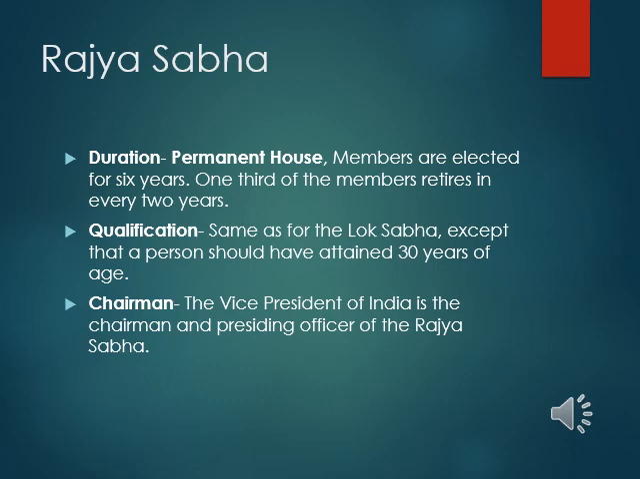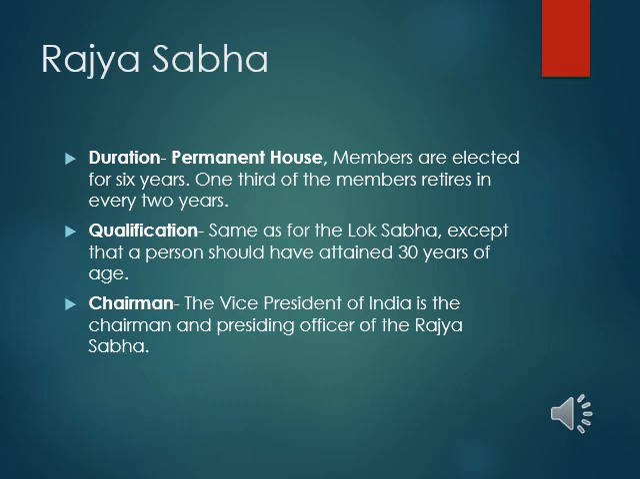Children, now we are going to discuss a few more features of Rajya Sabha of India. First is duration. Duration means time period. Rajya Sabha is a permanent and continuous house. It cannot be dissolved or suspended. The members of Rajya Sabha are elected for 6 years. One third of the members retire every 2 years.